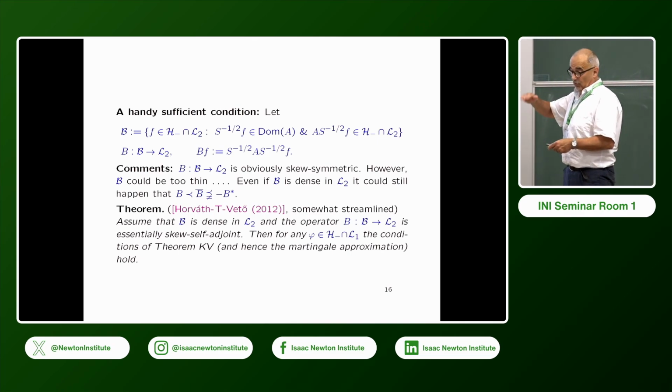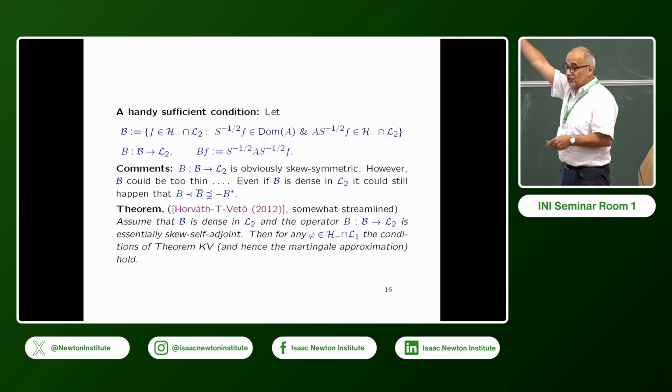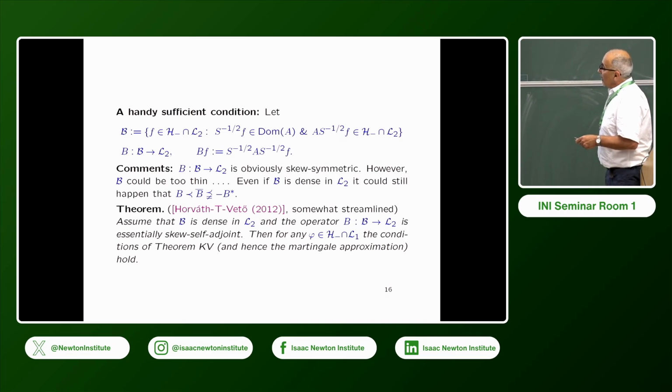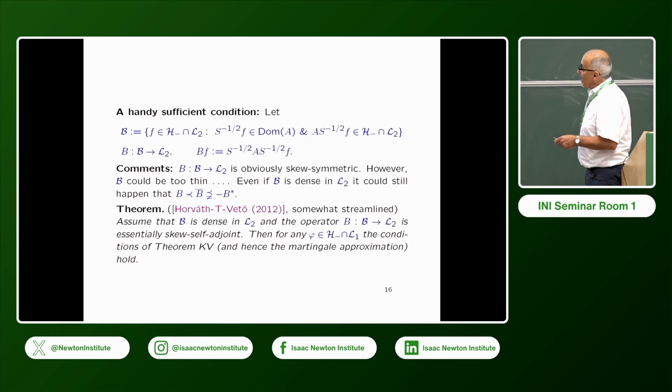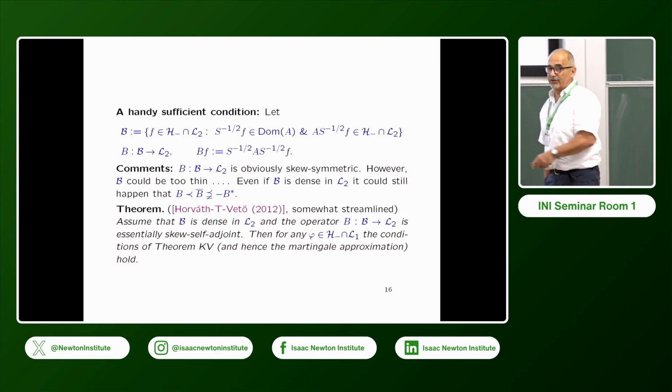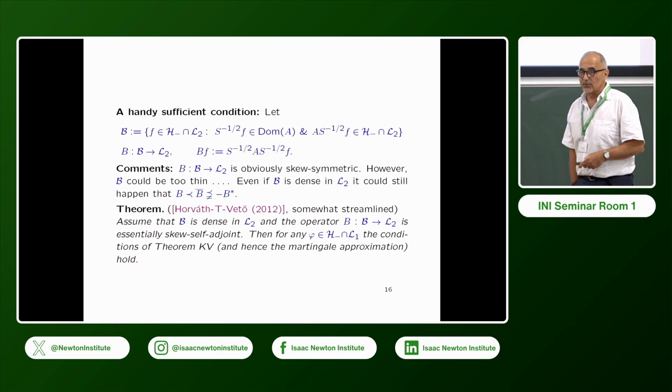You have to close it, and the closure must coincide with the negative of the adjoint. So there are cases when it doesn't happen. So this should be checked. It may happen that the closure of this skew-symmetric operator is not the same as the negative of the adjoint. And what we prove in this theorem is that if this operator is densely defined and is essentially skew self-adjoint, that means its closure is equal to its negative adjoint, then we are home.